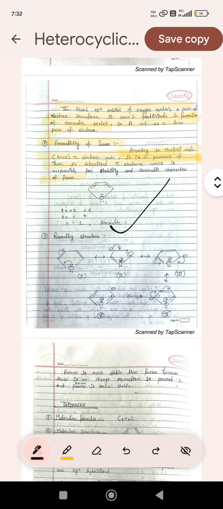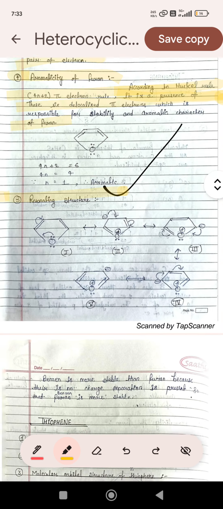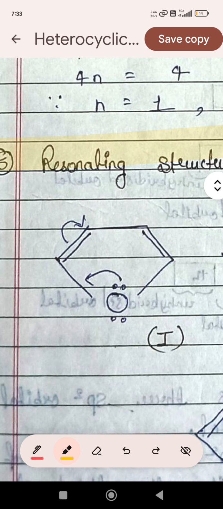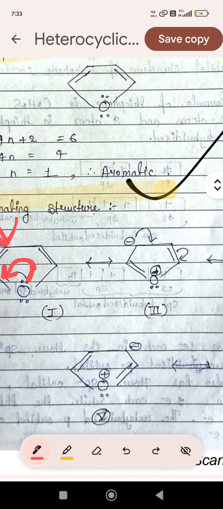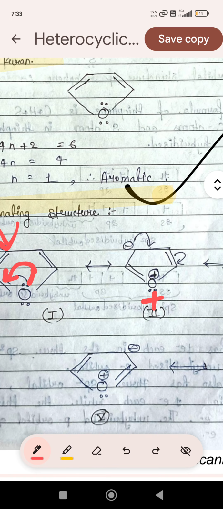Next is the resonating structures of furan. So this is the same structure. What happens? The lone pair will shift towards the bond, and the bond will shift towards the carbon, and then oxygen possesses a positive charge because it donates a lone pair. The lone pair which shifted towards the bond will form a new bond, which is a double bond, and the bond which shifted towards the carbon will generate a negative charge.